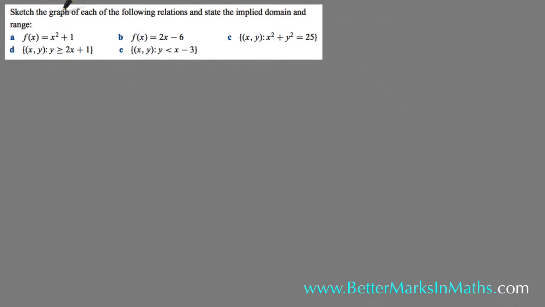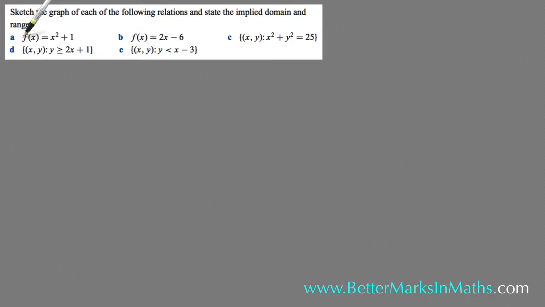In this question, you have to sketch the graph of each of the following relations and state the implied domain and range. The implied domain is the same as the maximal domain, and when you have a graph, it's really from the graph that you see what the domain and the range are, by looking at the x values that belong to the graph and the y values that belong to the graph.